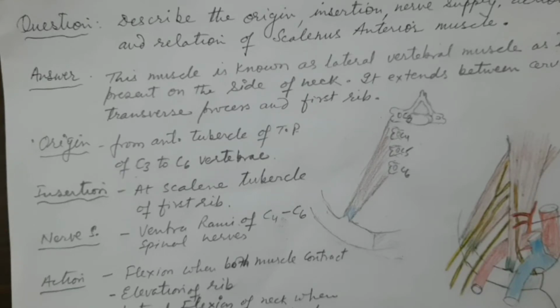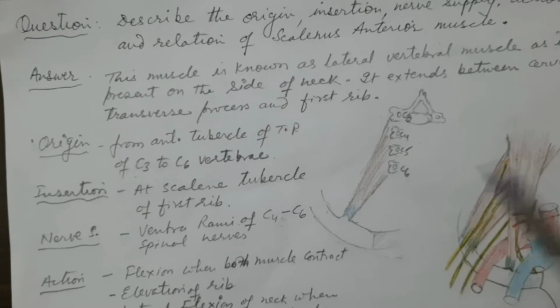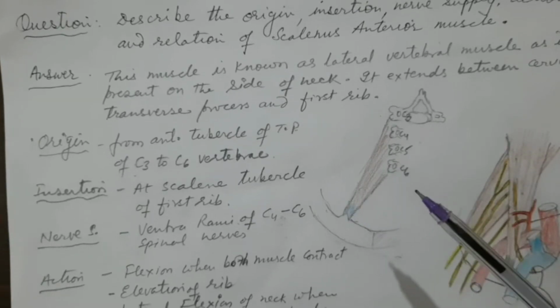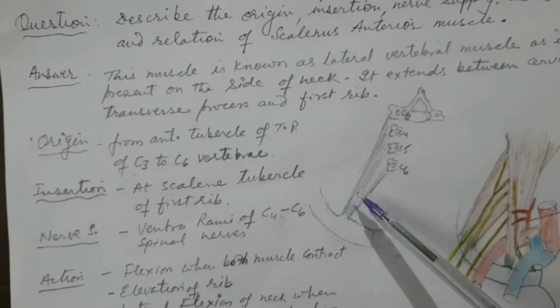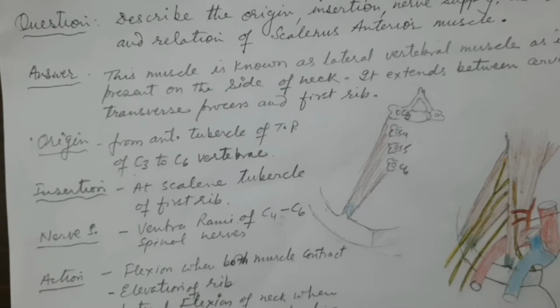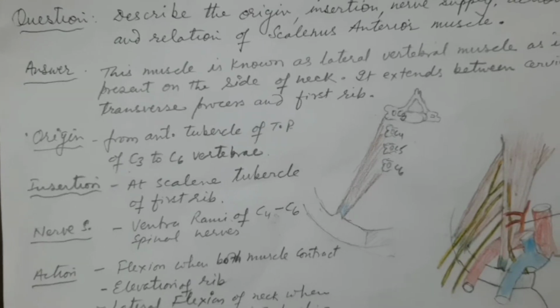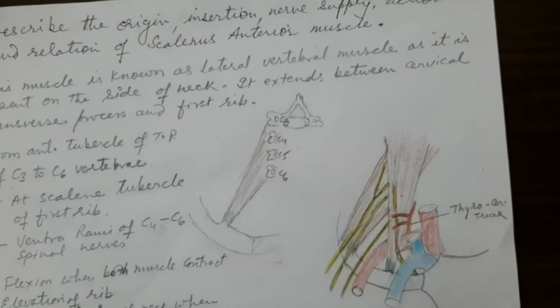Now suppose the Scalenus anterior muscle is acting singly, only on one side, and the insertion is fixed on the rib. Then it will bend the cervical column to the lateral side, which is called lateral flexion of the neck. It will produce lateral flexion of the neck when acting unilaterally from one side only. So this completes the origin, insertion, nerve supply and action of the Scalenus anterior muscle.